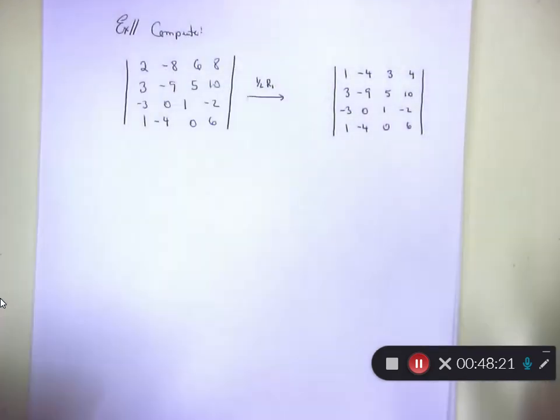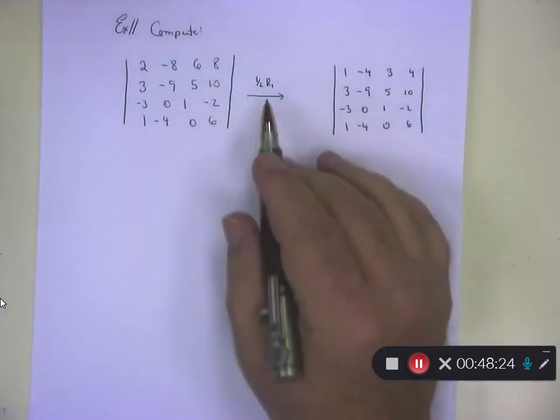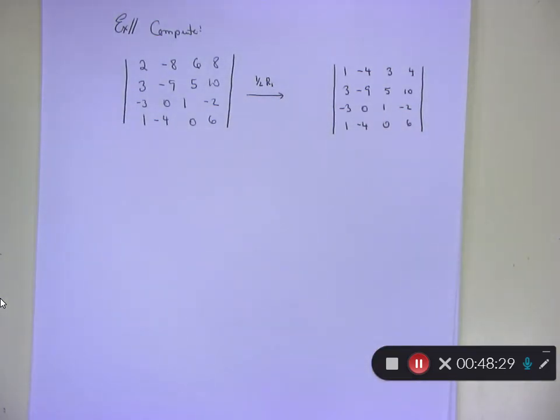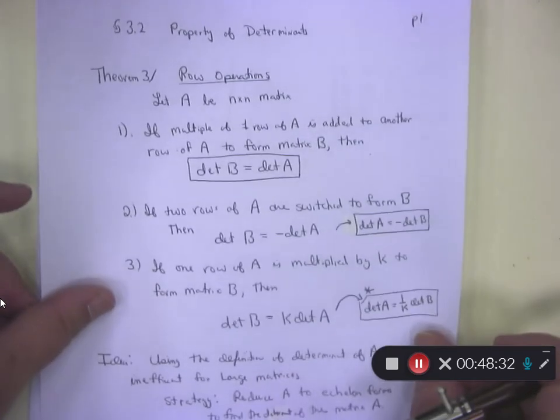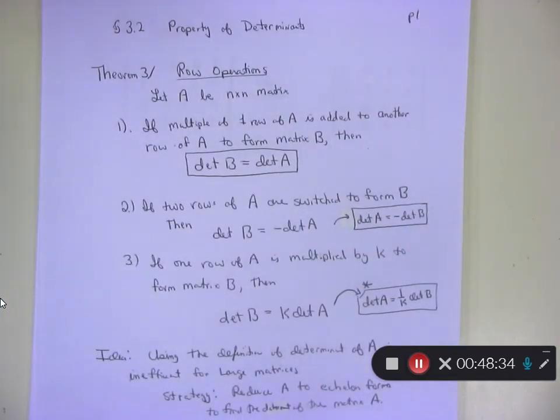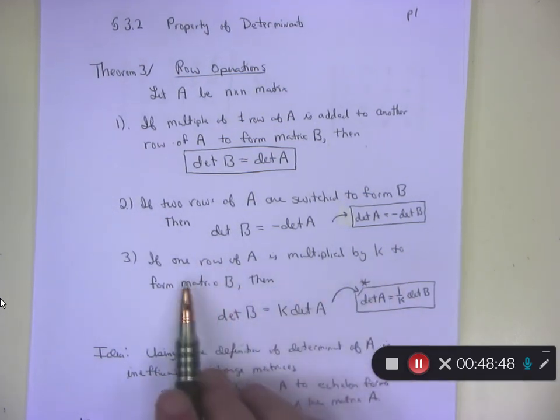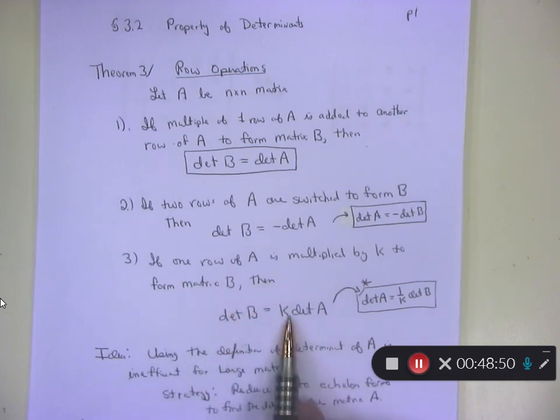And remember, these little absolute value lines mean the determinant of. But that right there affects my determinant. Now, how does it affect it? Again, back to my theorem up here, theorem 3. When you multiply a row by a particular constant, how does it affect the determinant? Well, the book says this. This is part 3: if one row of A is multiplied by a constant k to get matrix B, then the determinant of B is equal to k times the determinant of A. We don't care what the determinant of B is. We want to know what the determinant of A is, the original matrix.